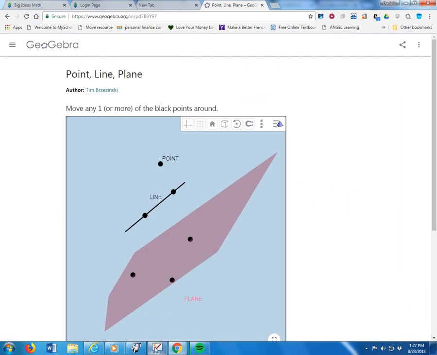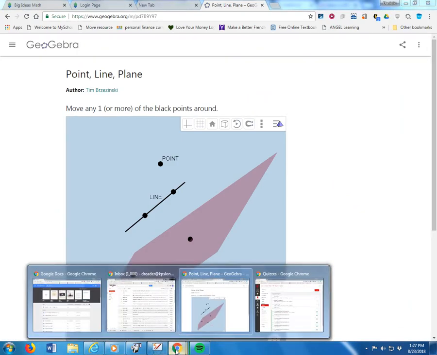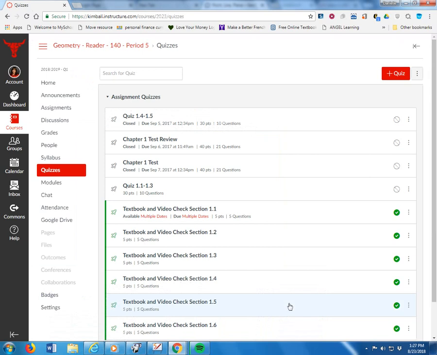So let's look at the textbook and video check.